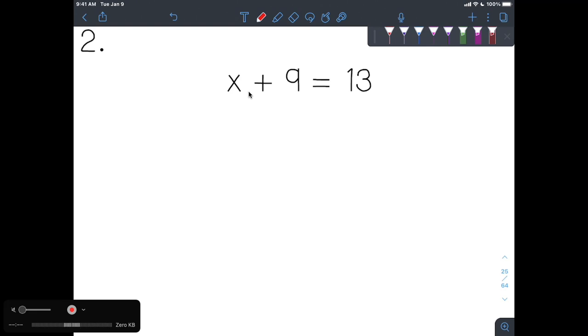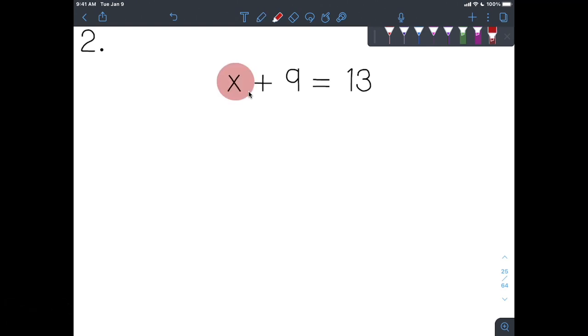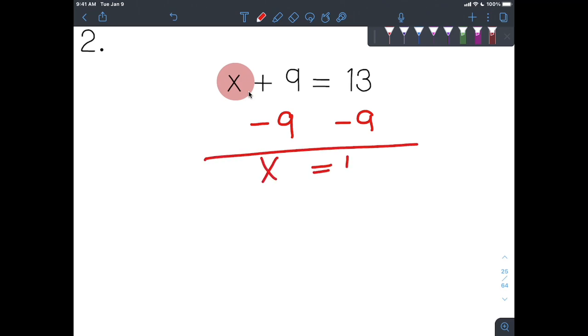X plus 9 equals 13. Again, my x is mad because he wants to get rid of that 9. How can I get rid of it? I see that it's adding, so I'm going to do the opposite, subtracting. I'm going to take away 9. And I have the exact same answer. Very interesting.